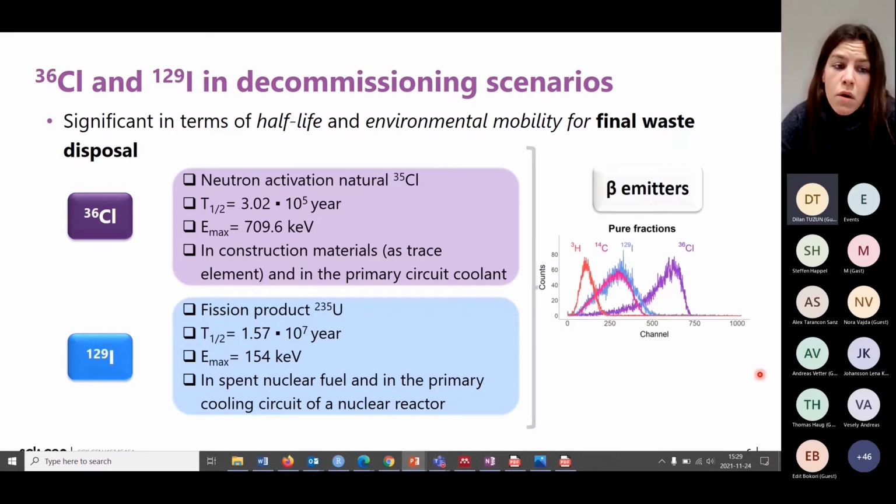So as mentioned, both are beta emitters. So as you can see on the spectra below, in case they are both present with other potential interferences, spectral overlapping could occur.